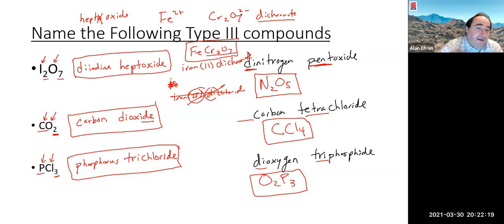I won't say everything, because if you do take 200B, all of a sudden they'll tell you how to name a whole bunch of other weird stuff in the transition metal chapter. But for the most part, this is everything you probably would need to name. Any questions on nomenclature, naming? Clearly, you need to be able to do these things. Yeah.